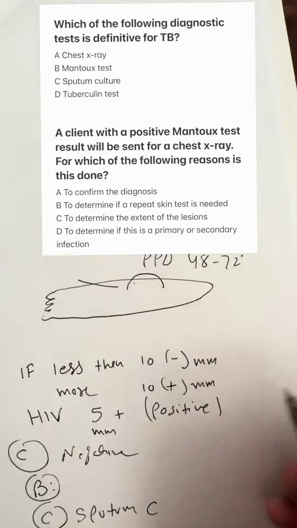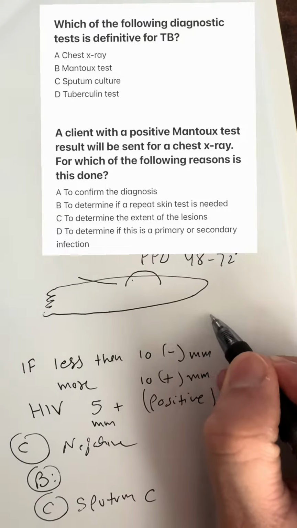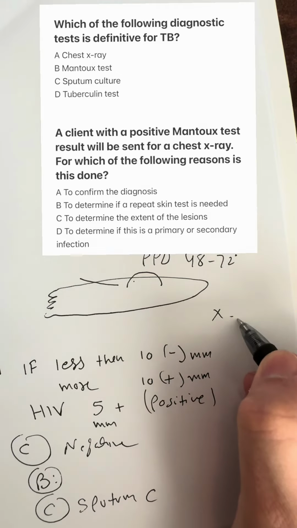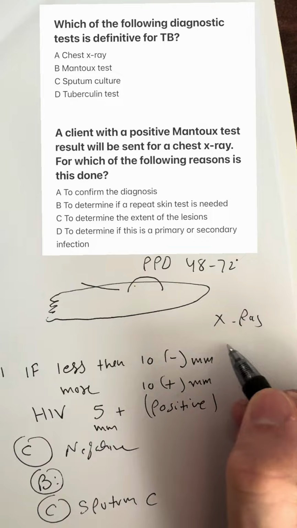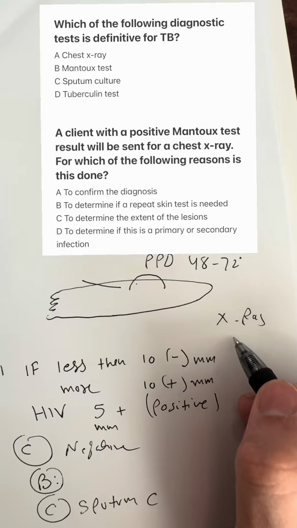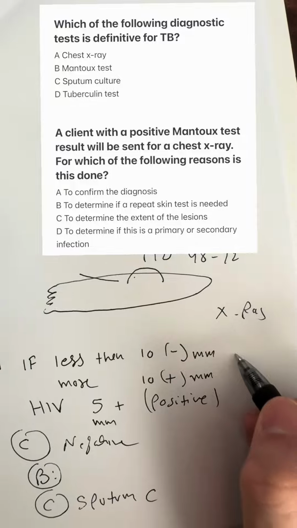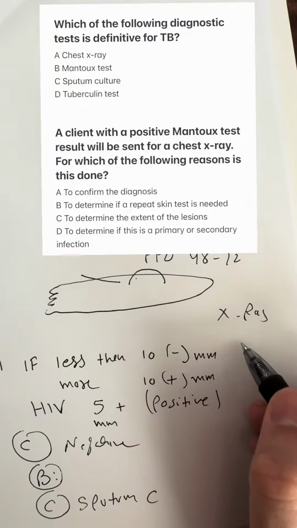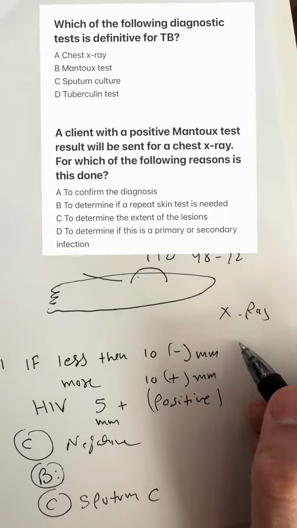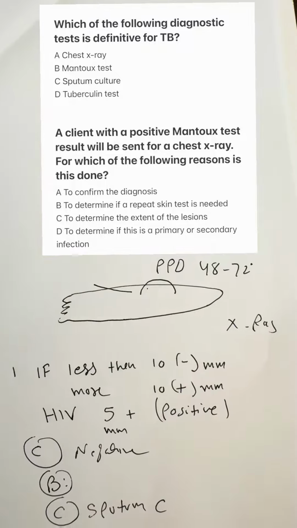What happens is, for example, if your reading is 10 plus, the next thing is you will go for an X-ray. And on the X-ray, they may not be able to see the lesions. So to confirm TB, they will do a sputum culture, and the sputum culture will tell if the patient has TB or not. Okay, now move on to the next one.